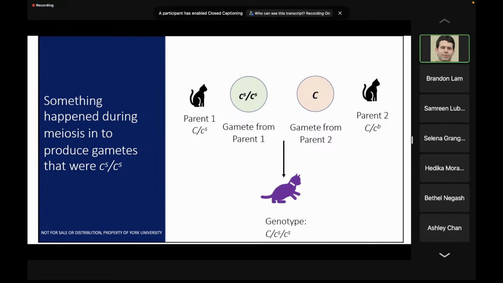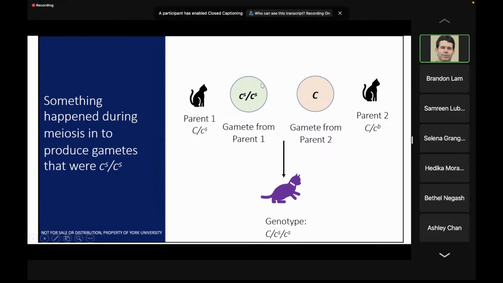Non-disjunction. Let's just say one word, non-disjunction. Very good. Everyone say it. Non-disjunction. Okay, good. I hope you're dreaming tonight. Non-disjunction. Now we got that term down. That's what gave rise to this.